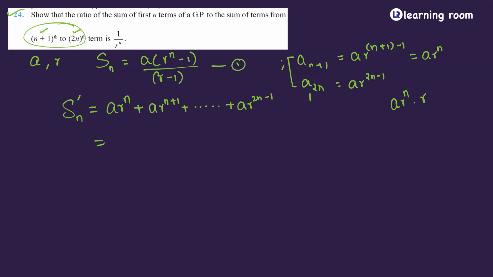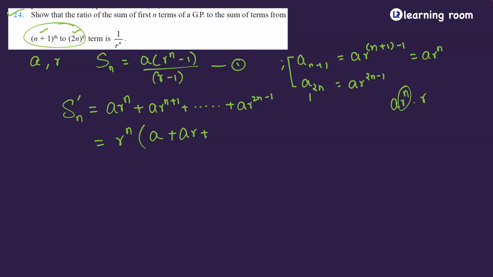So listen. I'll take R power n outside. So when I take R power n outside, what is going to be the first term? It will be A. What is going to be the second term? AR power n plus 1 can be written as AR power n into R. So what is it that I've taken out common? R power n is taken out common. So what is left inside?